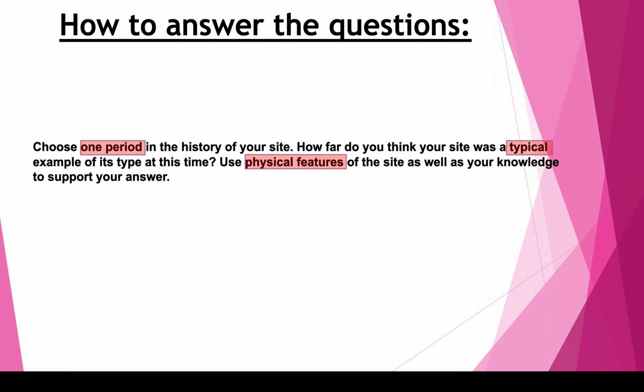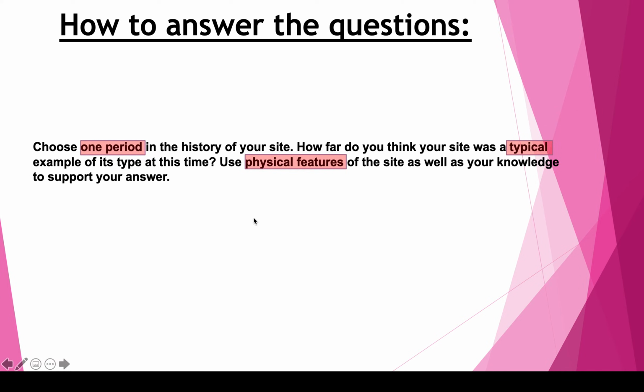So, how could you actually answer one of the questions? Well, these couple of slides are going to talk you through how you could specifically answer one of the questions. So, if you have a look in the middle here, I have an example question that you might find when you come to do your exam. If you have a read of the question, it says, choose one period in the history of your site. How far do you think your site was a typical example of its type at this time? Use physical features of the site as well as your own knowledge to support your answer.